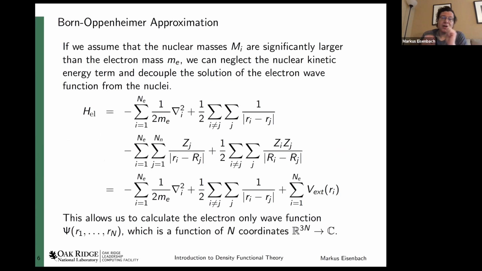and similarly for the nuclei. So that's a huge problem. So how can we reduce it? First thing is we can assume that the nuclear masses are significantly larger than the electron mass. And thus we can neglect the nuclear kinetic energy term and decouple the solution of the electron wave function from the nuclei.